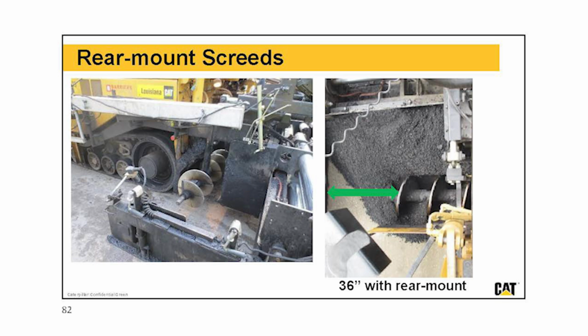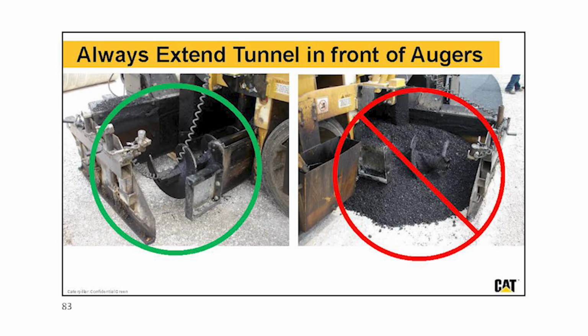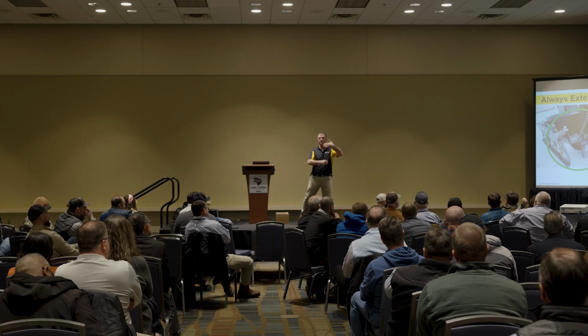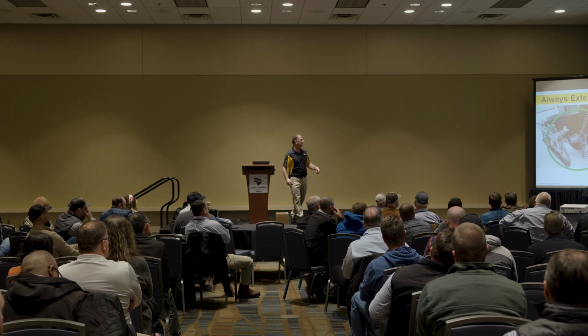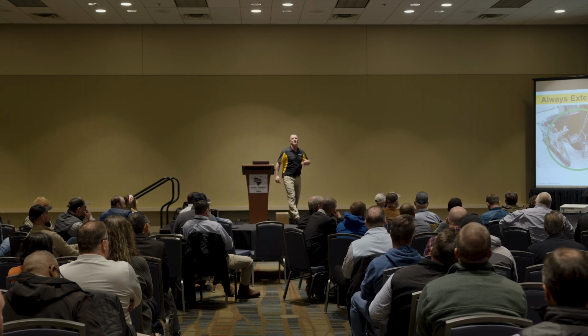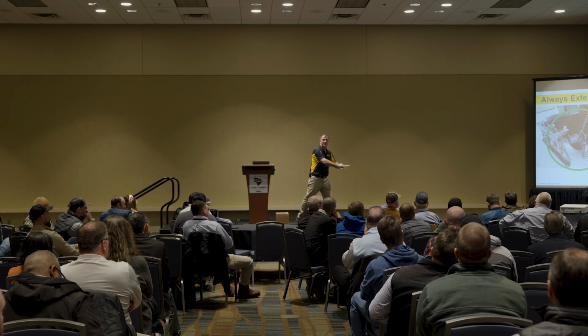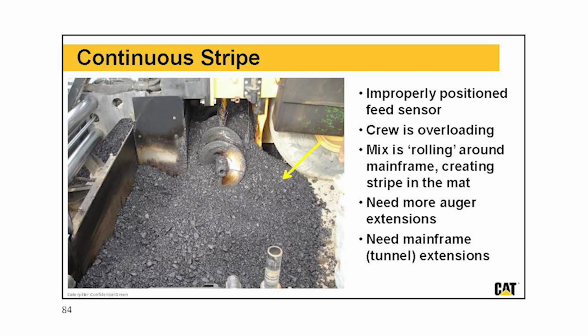Rear mount, a little more forgiving the way gravity works. It comes off the end and back into that corner, that rear-mounted extension, and you get away with about 3 feet before you need to start adding auger extension on there. The golden rule is whenever I put auger extension on, I always want to have what in front of it? Tunnels, tunnel extensions, mainframe extensions, because I don't want that mix to roll forward. It rolls forward, what do I get? Those rocks roll out, and you'll see stripes in your mat.